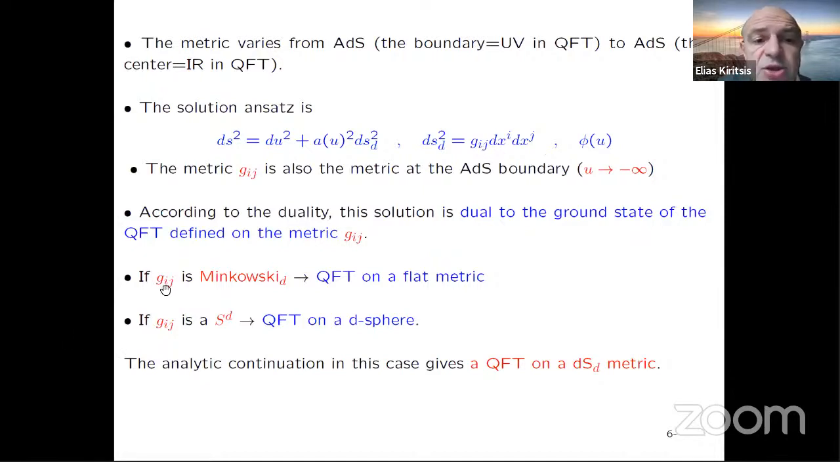For example, if you take g_ij to be Minkowski, you are describing the dual to a QFT defined on flat metric. If you take g_ij to be a sphere, then you are defining a quantum field theory on the sphere. And if you take the sphere and you analytically continue in the standard way, then the sphere becomes de Sitter space, and you are describing the holographic dual of a quantum field theory on de Sitter space.